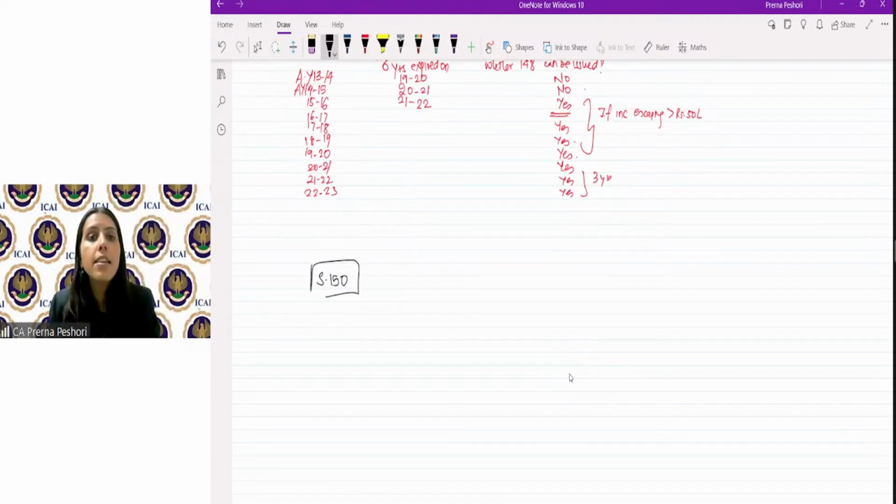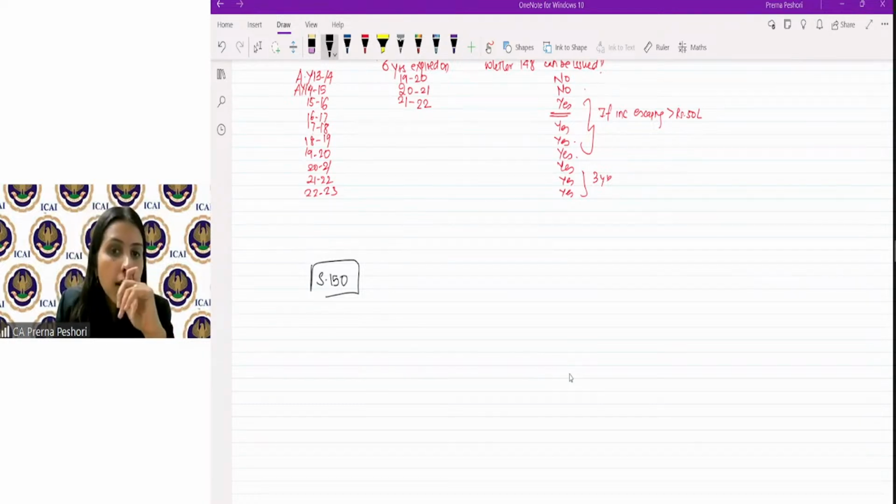Now, let's understand this section with the help of an example. So, as per section 149, what is the time limit? No notice can be issued after the expiry of 3 years, and 10 years in case the income escaping is more than rupees 50 lakhs.